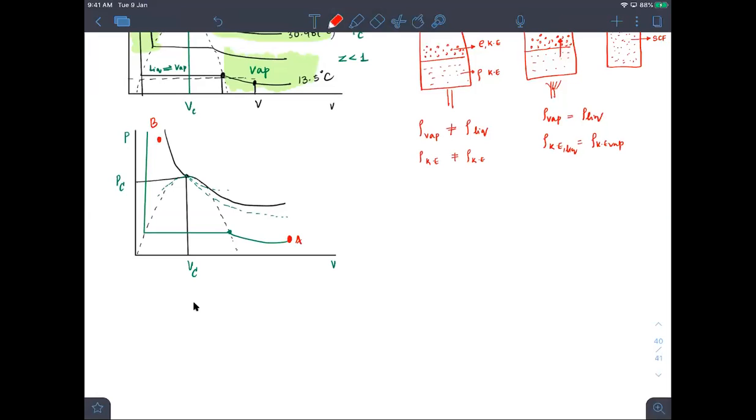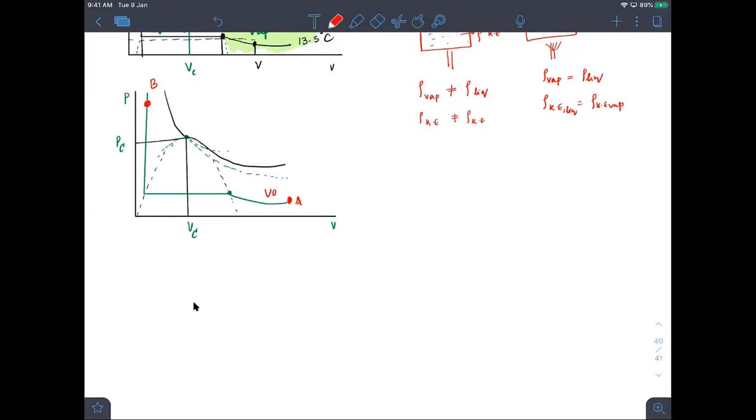Sorry, point B, let me put it here. What are the ways I can get it? If you are at point A, you can directly do compression. While you do compression, you can see first it was a vapor state, then you will have vapor-liquid equilibrium, and finally you will get to the liquid state.